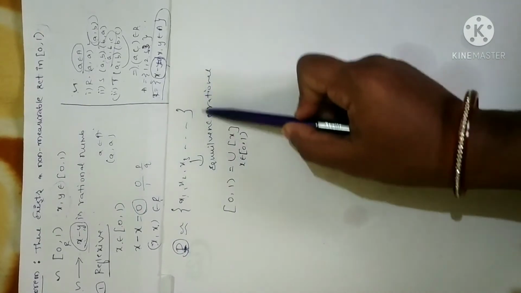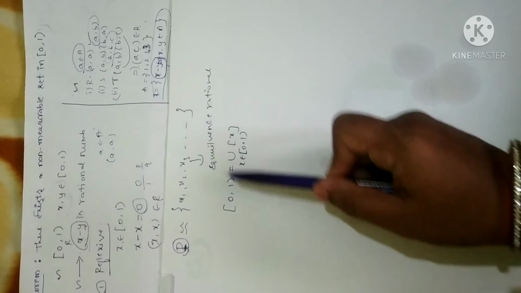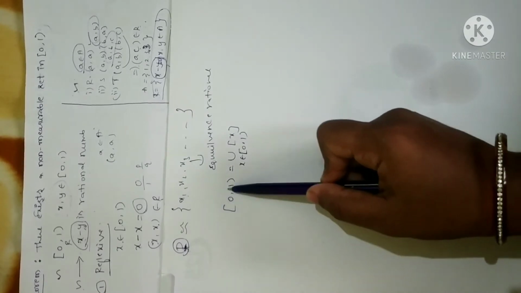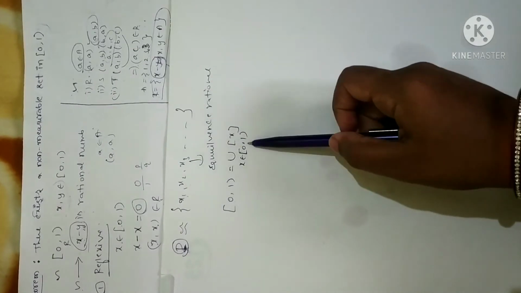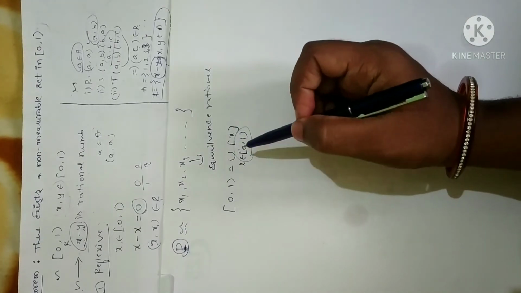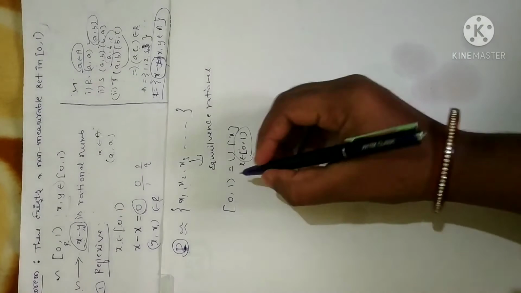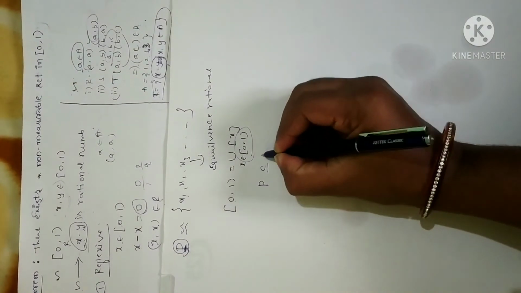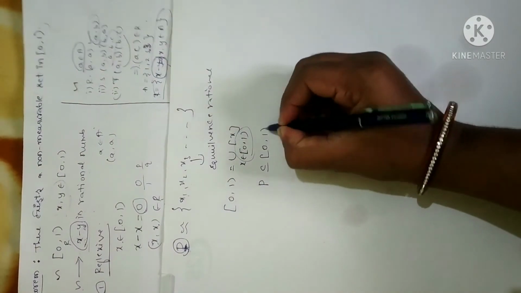In the sense, it can be expressed as a set of equivalence classes. Meaning, I can express a given interval as the union of all the equivalence classes. Whatever element you take in this particular interval, all the elements will satisfy the conditions of an equivalence relation, that is reflexive, symmetric and transitive. Fine. Thereby I can write that P is also a subset of [0, 1).